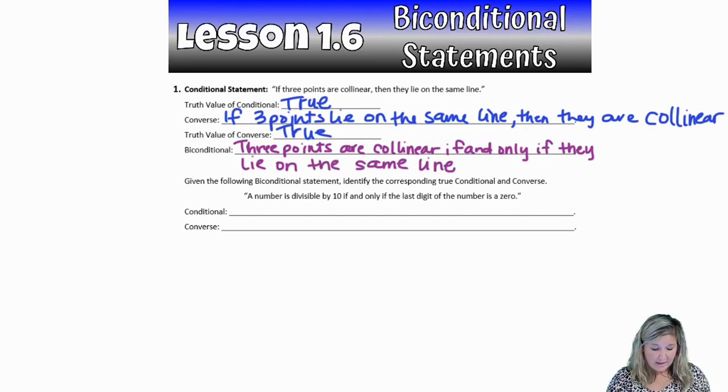All right, so here's our biconditional statement. A number is divisible by 10 if and only if the last digit of the number is a 0. So we're going to make sure that the conditional is true and the converse is true. We're just verifying that we can say if and only if. So the conditional statement would say if a number is divisible by 10, then the last digit of the number is 0. So that's how we would take the biconditional statement and make it just a conditional statement.